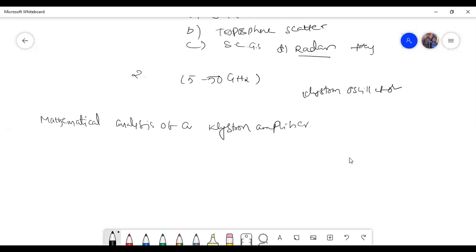One more thing: suppose the question is, what is the velocity modulation process? If it is a 10 marks question, you have to draw the diagram once again, and you have to derive the formula for the velocity modulation process. So in order to get the formula, I want to assume something. Those assumptions are: let the DC voltage between the cathode and anode be V0. So we are applying the DC voltage.